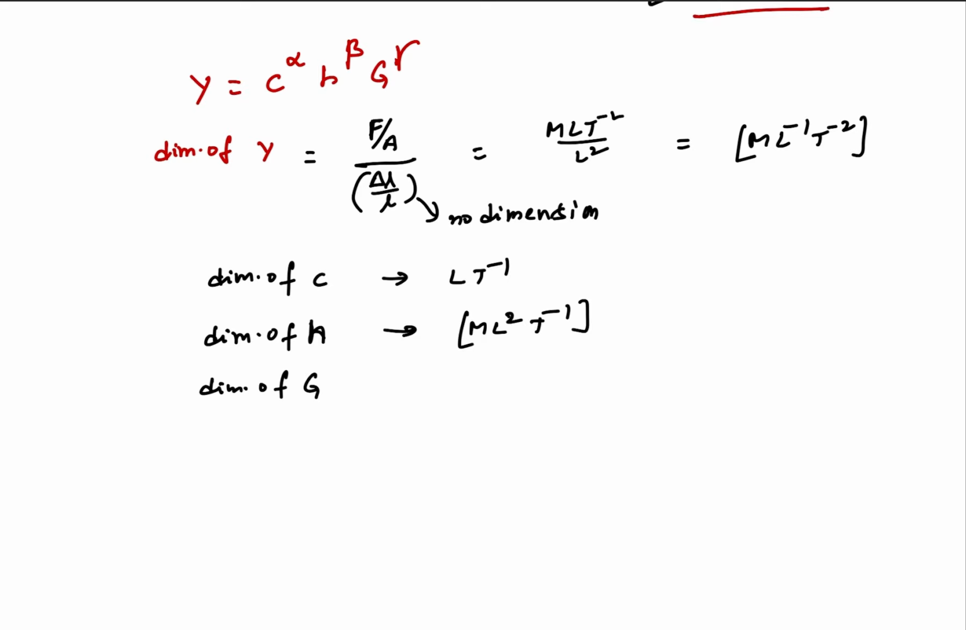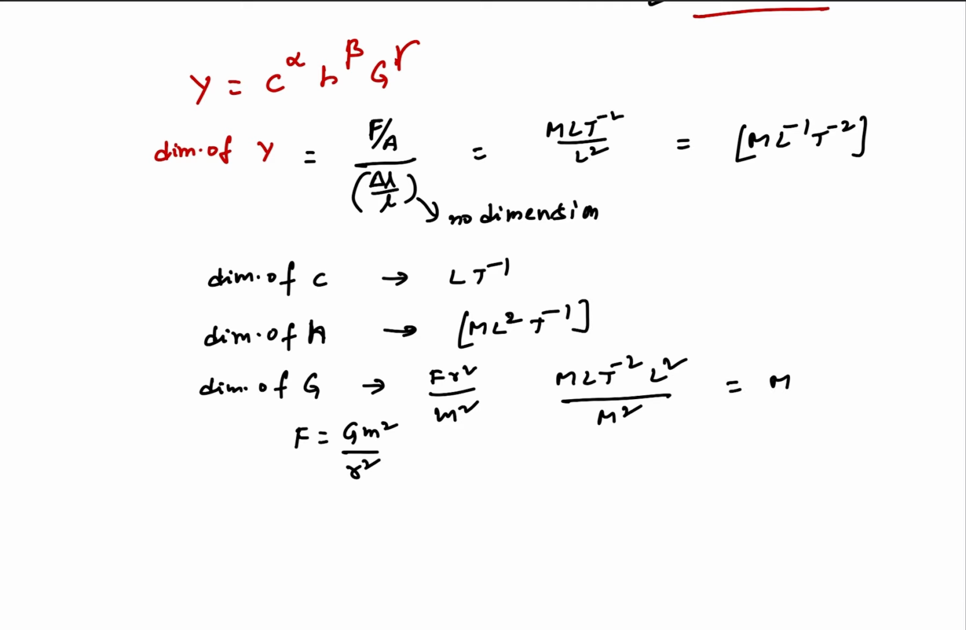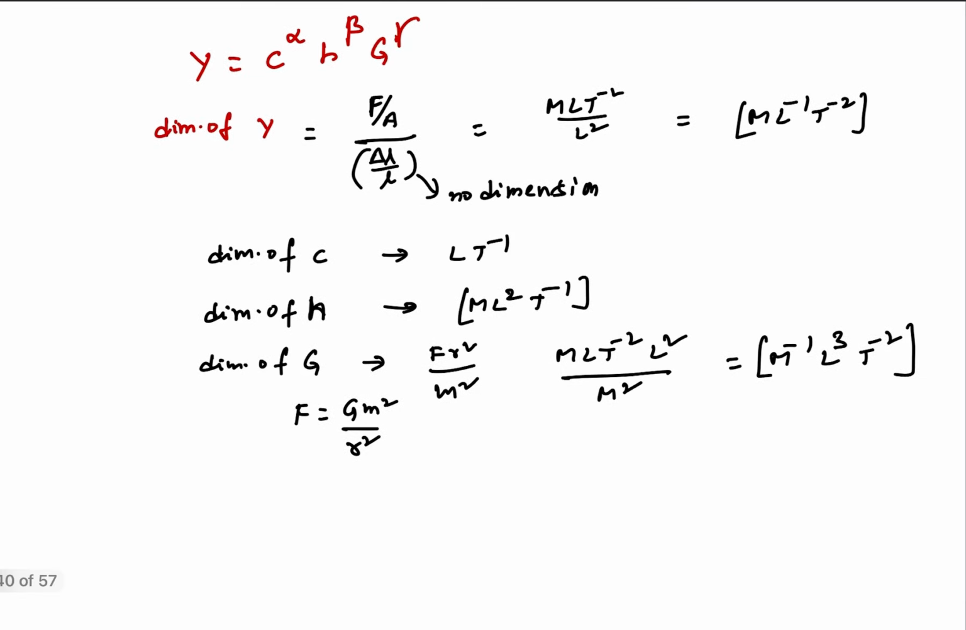You cannot remember this value. That's why I am writing again what the value of G is. You can write G from F is equal to G m1 m2, I am writing m square, divided by r square. From this, G can be written as F r square divided by m square. M L T power minus 2 L square divided by m square. Finally, you will get M power minus 1 L cube T power minus 2. This is the dimension formula of G.